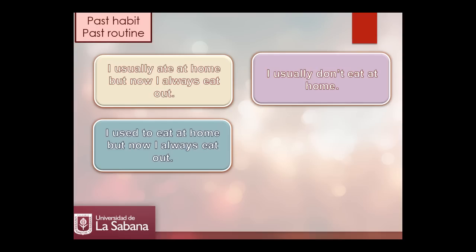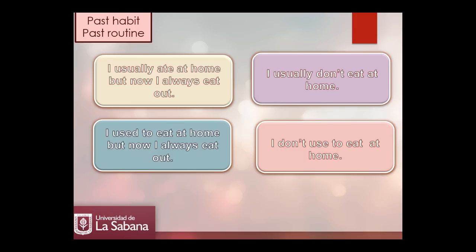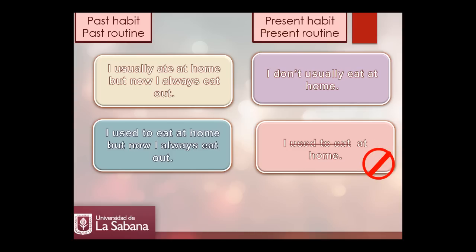But how about this one? I usually don't eat at home. Can we say, I don't used to eat at home? No, we can't. Why? Because in this case, we are talking about present habits or routine. Used to refers only to the past and cannot be used to talk about the present.